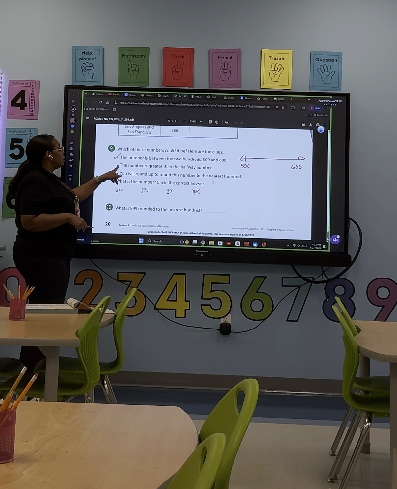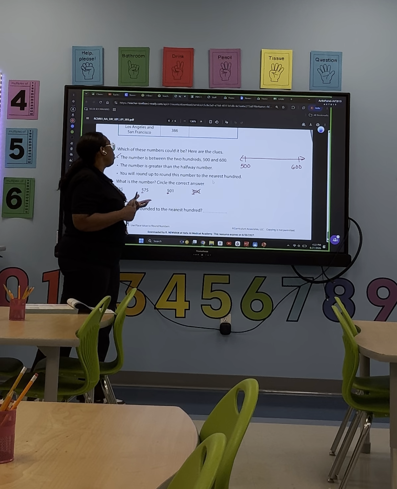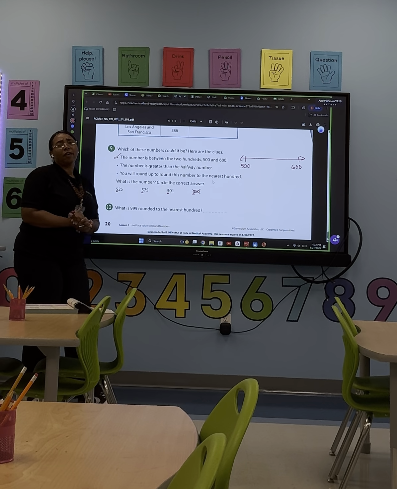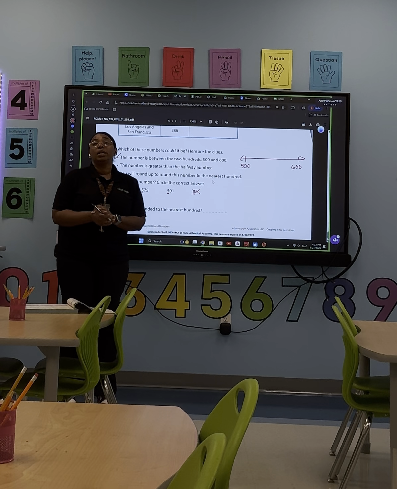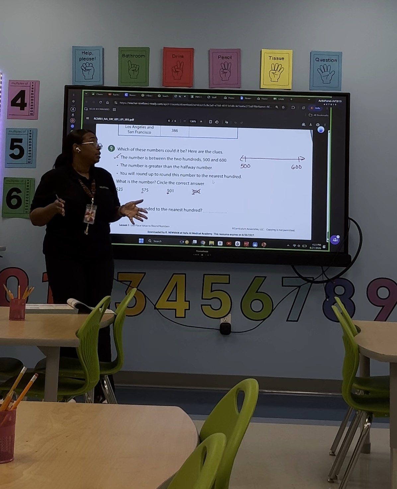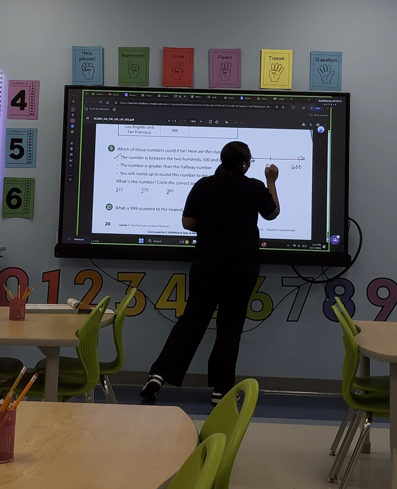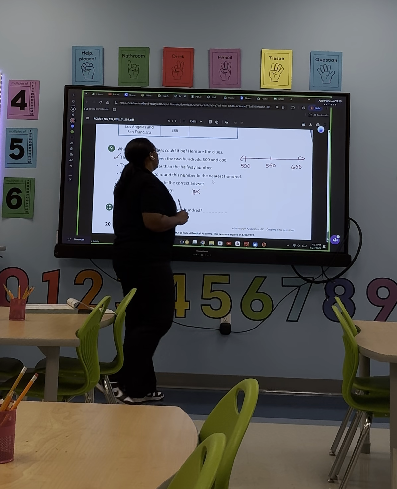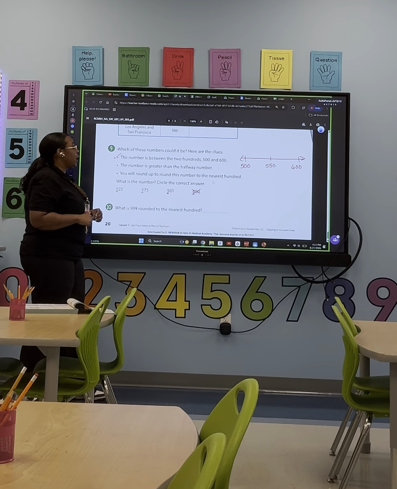So the next clue says the number is greater than halfway. Okay, so let's figure out our halfway number because we haven't put that on our number line yet. So what number is halfway between 500 and 600? That is going to be 550.